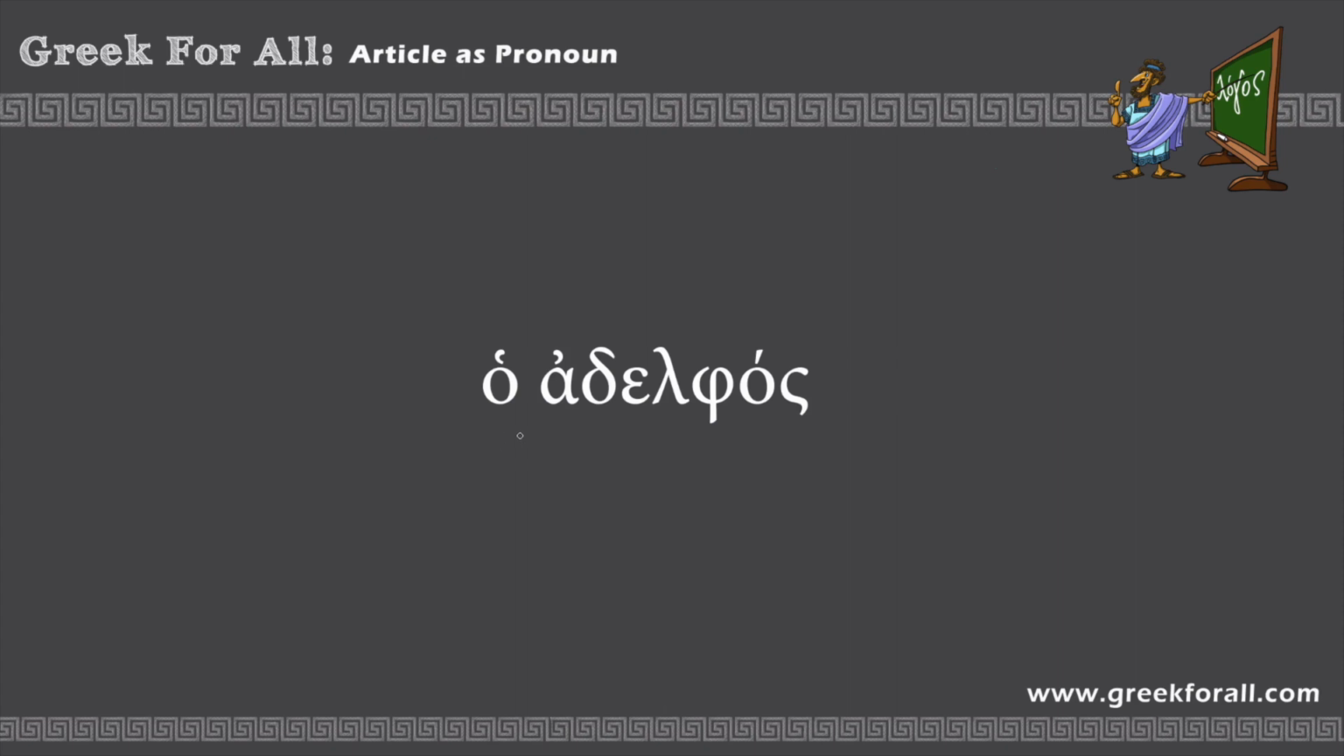Usually articles modify other words like nouns, adjectives and others. It is written before the word it modifies, like in this example, ho adelphos, the brother. Unlike English, in Greek articles can be written without any words to modify. In this situation, the article serves in various functions. One of those functions is that it could be translated as a personal pronoun. And this is what we are studying in this lesson.